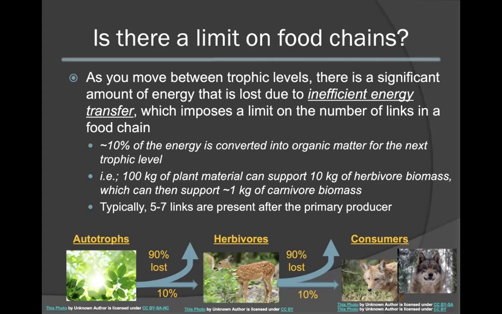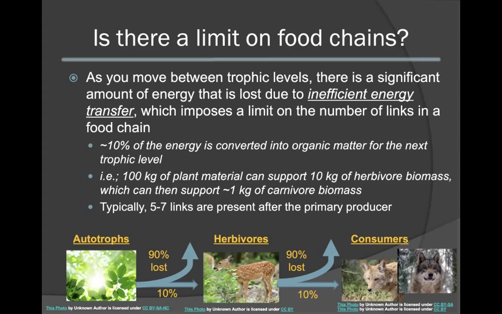Approximately 10% of the energy that is consumed is converted into organic matter for the next trophic level. This means that 100 kilograms of plant material can only support 10 kilograms of herbivore biomass. This in turn can only support a maximum of 1 kilogram of carnivore biomass. This means that typically 5 to 7 links are found within a food chain after the primary producer.